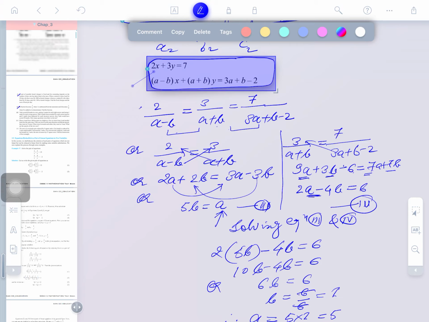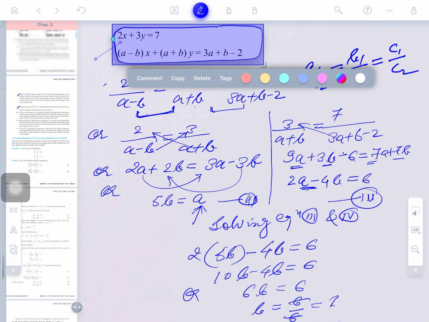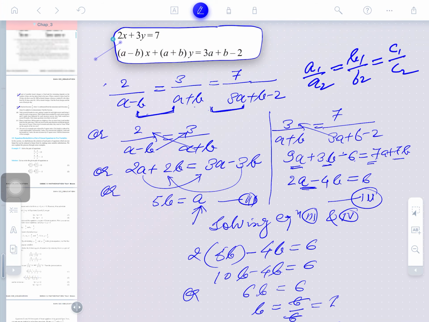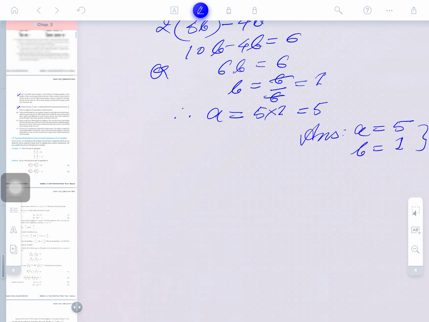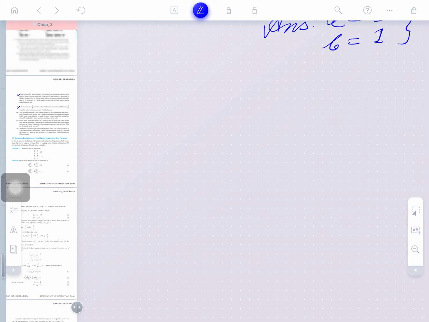For many solutions, all the ratios are equal. It means a1 by a2 is equal to b1 by b2 is equal to c1 by c2. You may see all the three ratios are equal. So we take the ratios equal two at a time, the first two and then the second two, and we solved this and obtained the values of a and b. Is that clear, guys? Some more questions are to be discussed in the same way.